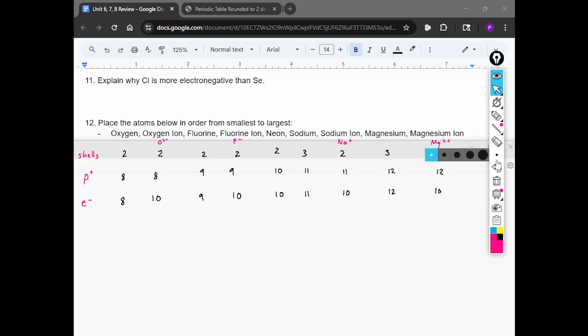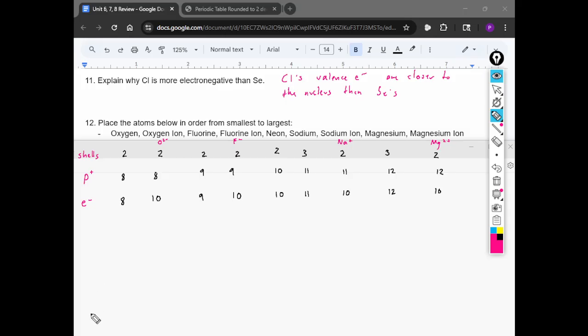If you want to explain your answer, you could say something along the lines of chlorine's valence electrons are closer to the nucleus than selenium's. Something along those lines. You can mention the shells if you want. You could talk about how chlorine has 3 shells, selenium has 4, so that's a greater distance. So you could talk about the atomic size that way, but this is the most concise way.